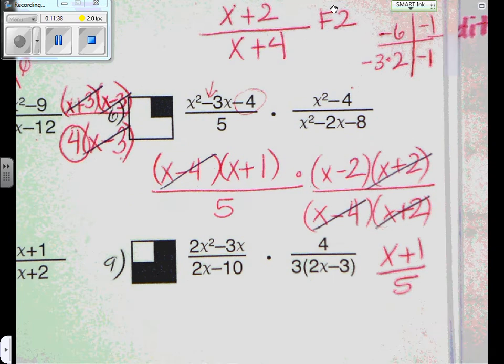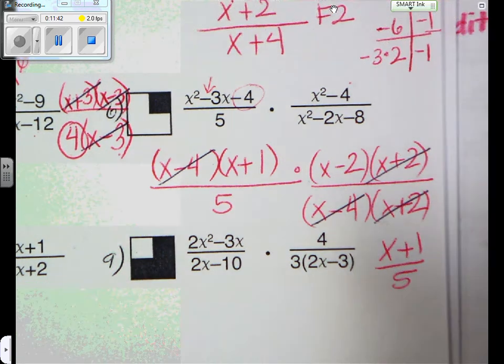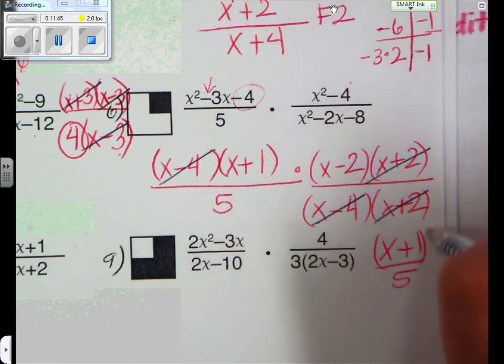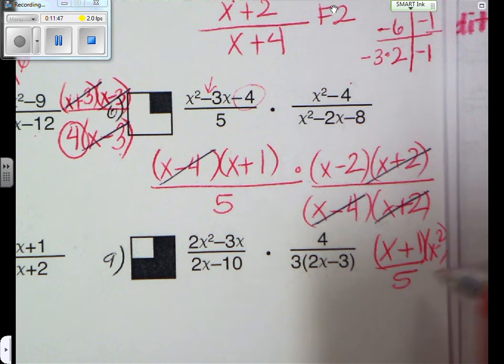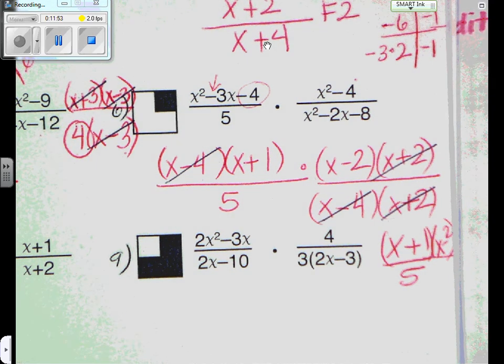X plus 1 over 5, actually. We're already, oh, my bad. X plus 1 over 5? No, times x minus 2. I forgot about that one. I didn't see it. Okay, and that's your final answer. So x plus 1 times x minus 2 over 5. And then I went ahead and saw it over here in this corner.